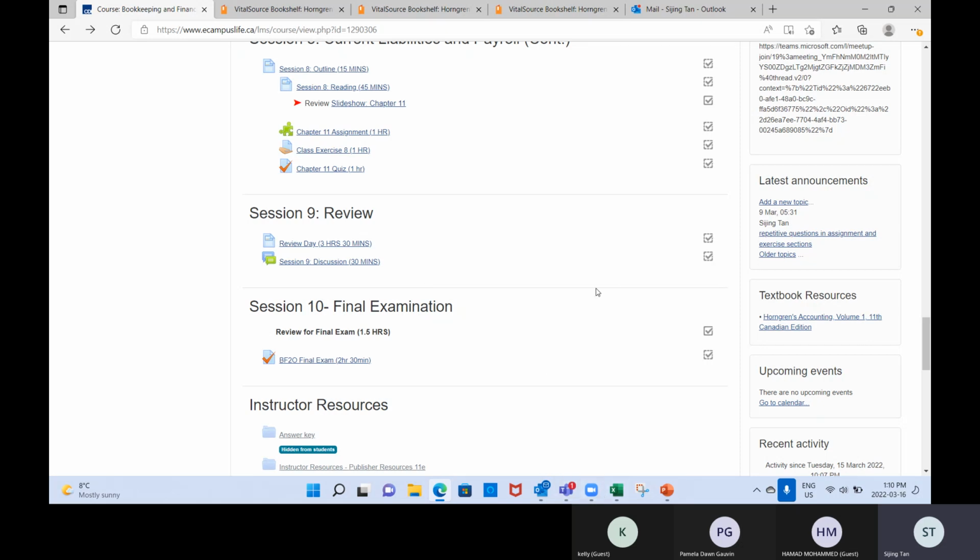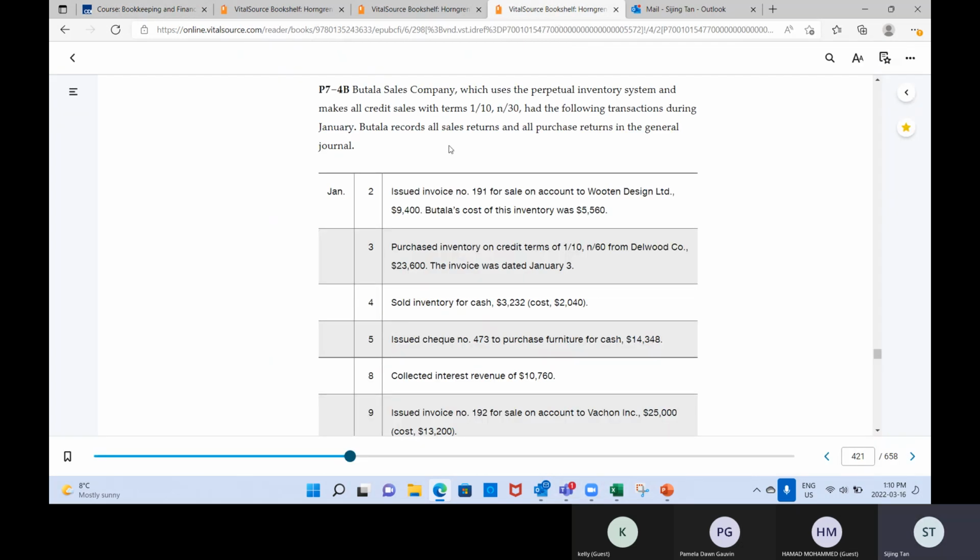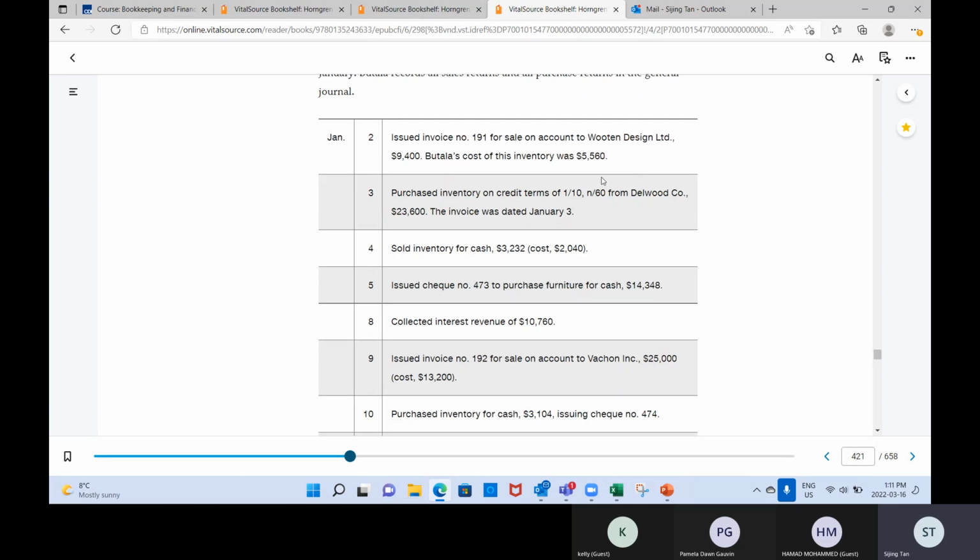So I'm gonna go to here. This is from a textbook. I think you probably did this in your exercises. It's problem 7-4B. This question says the company uses the perpetual inventory system and makes all credit sales with 1% discount within 10 days or due in 30 days. We have the following transactions during January. The company records all sales returns and all purchase returns in the general journal. So you'll see that if there's a return, if a credit memo happens, you need to go to a general journal. Now we'll see a couple of examples.